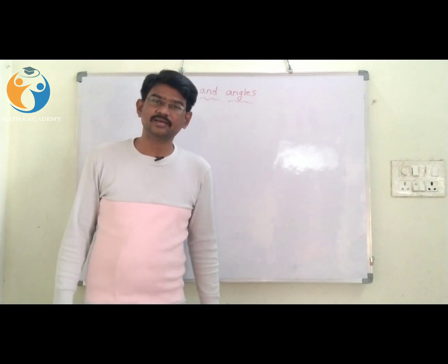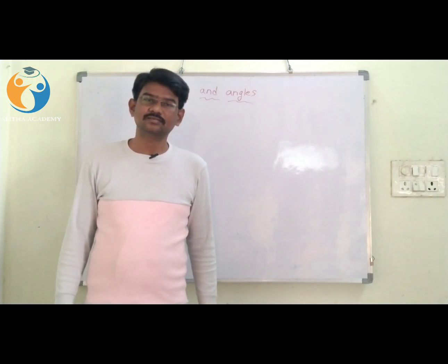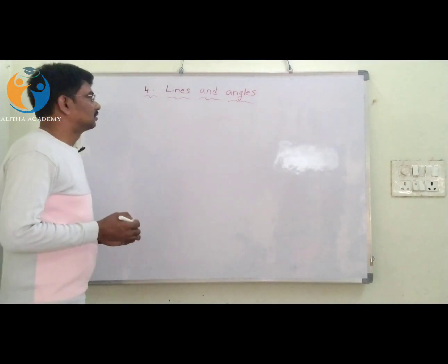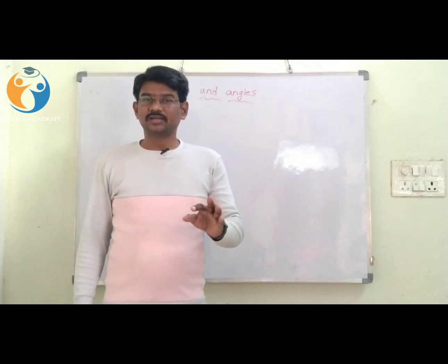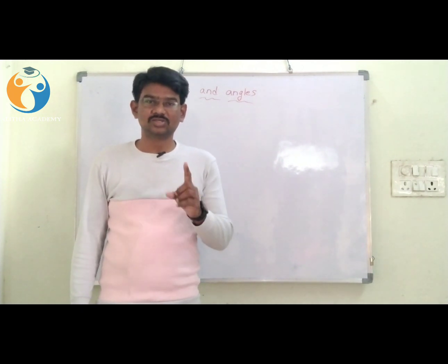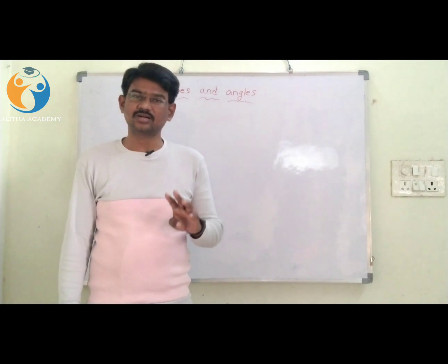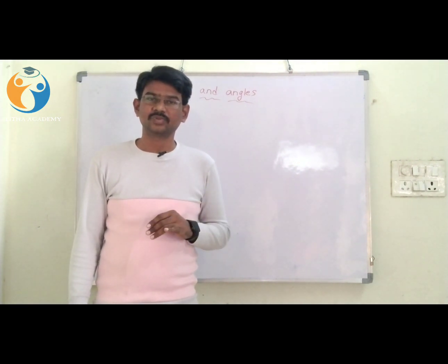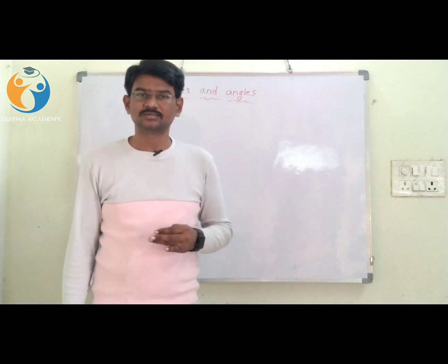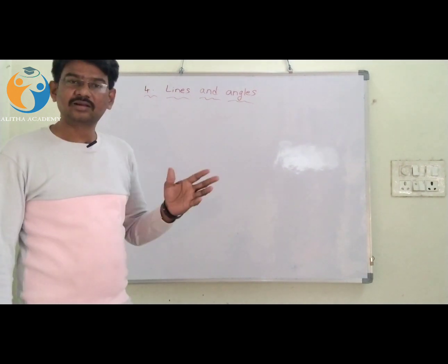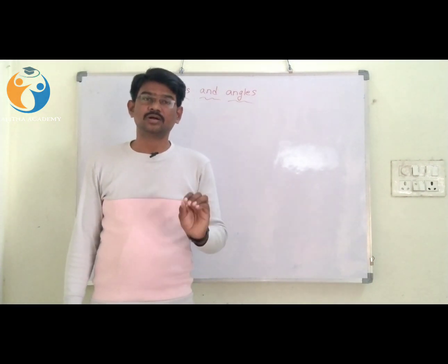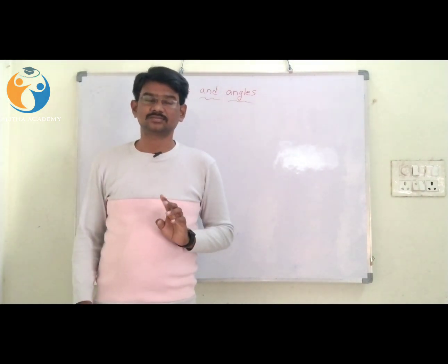What is a line? Which type of figure is it? Some basic ideas are there in geometry. The lines and angles chapter belongs to the geometry category. There are different types of categories, divisions, in mathematics: algebra, arithmetic, geometry, calculus, like that.